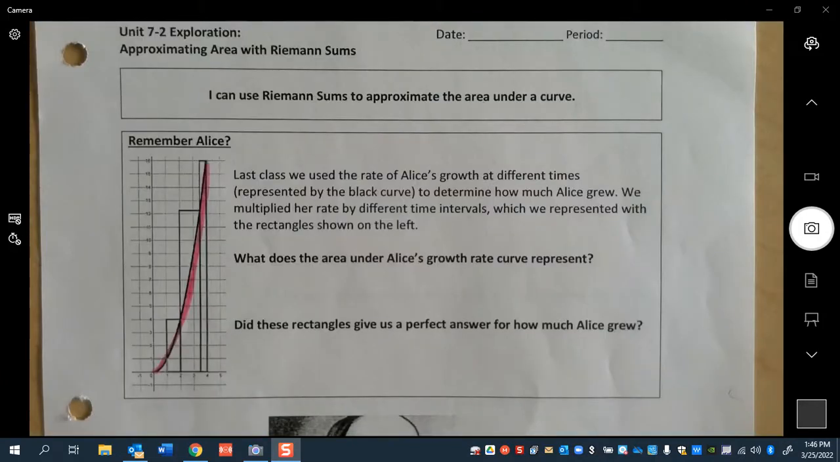All right, so today we're going to use something called Riemann sums, and we're going to repeat that process. Can we go back to the homework for just 1 second? Sure.